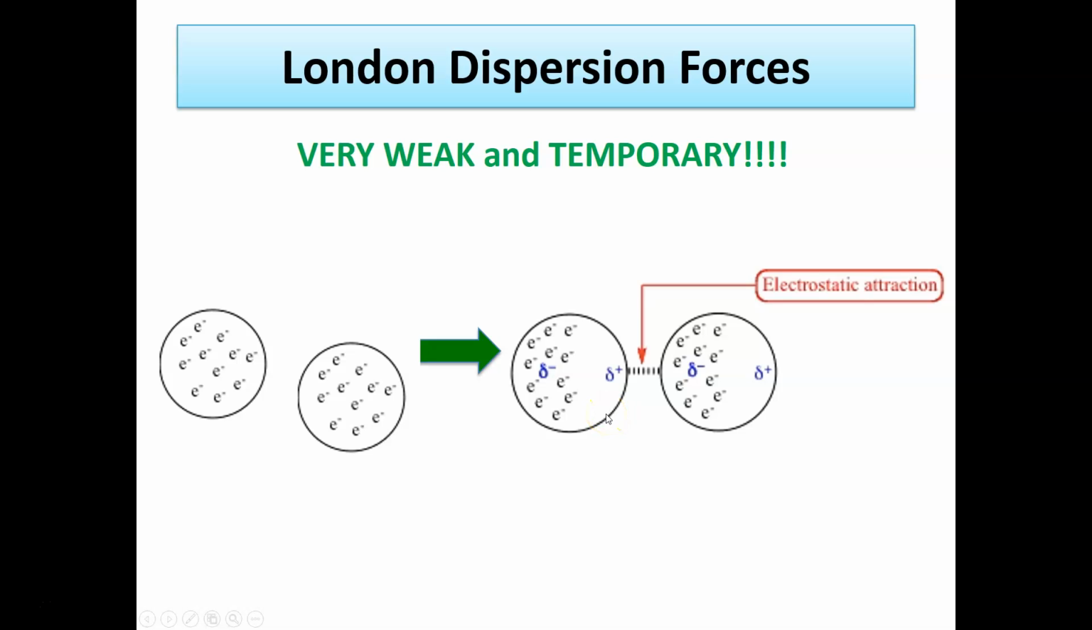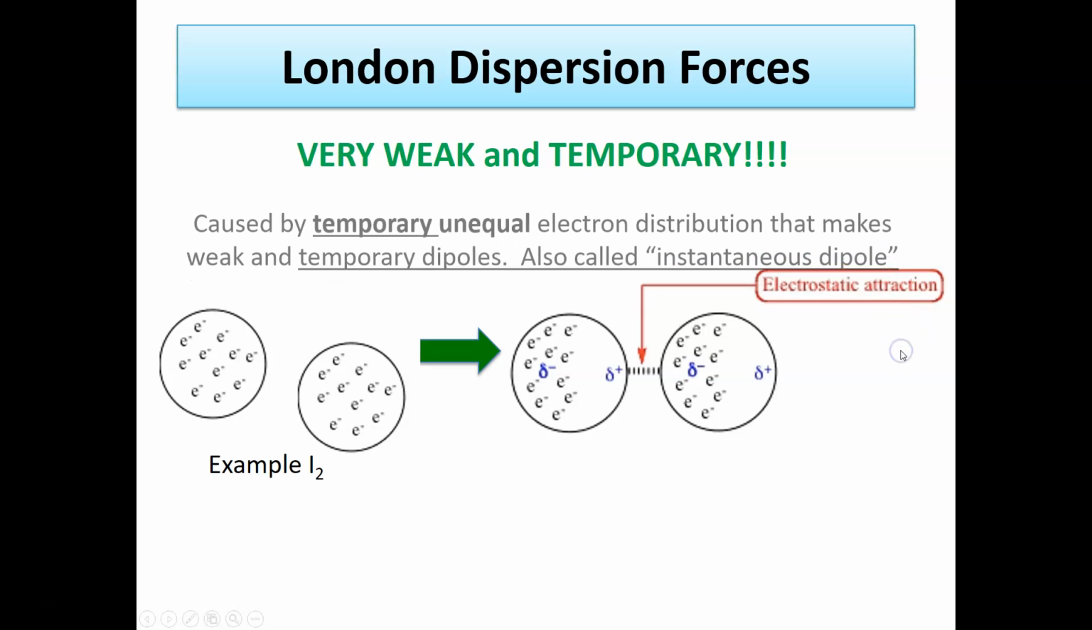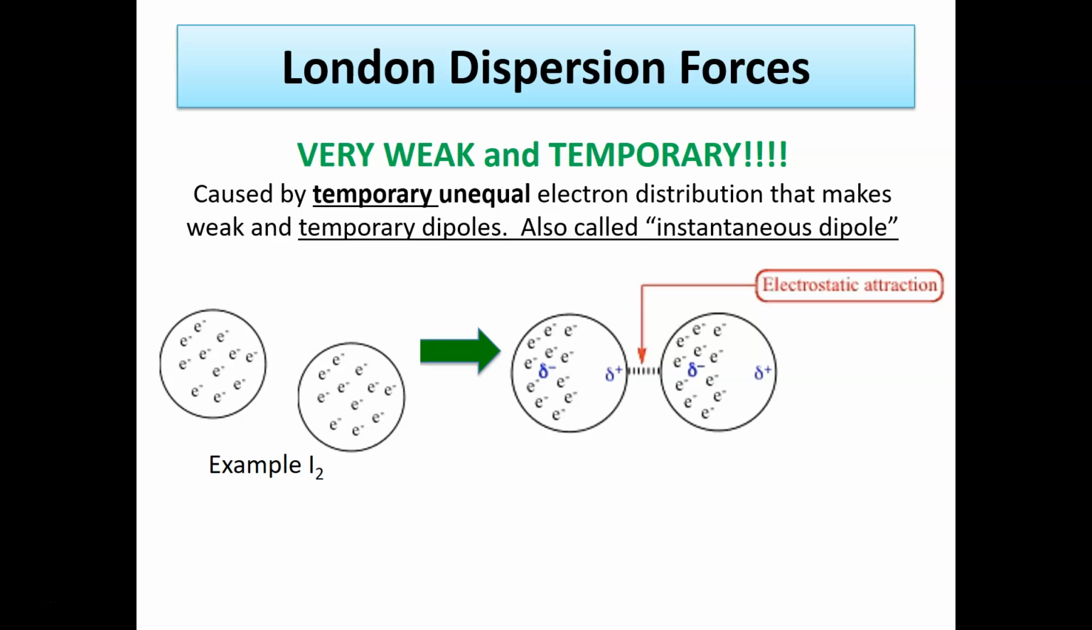And when that happens for a very brief moment in time, you get a little bit of a negative side and a little bit of a positive side. So when that happens, you get that tiny little electrostatic attraction happening, a little tiny attraction. The big deal though is that it's temporary. This happens in an instant, and then the next moment comes and the electrons have moved somewhere else. So that dipole is not going to stay permanent. So we call this an instantaneous dipole. It is very, very weak and very, very temporary.